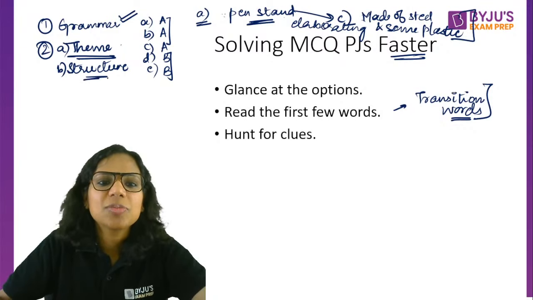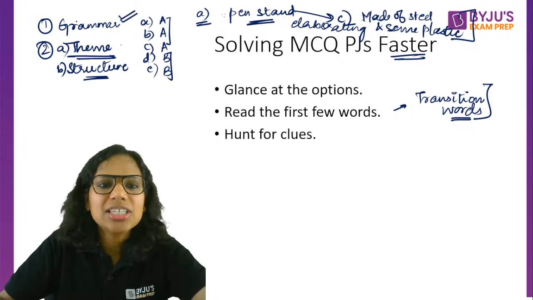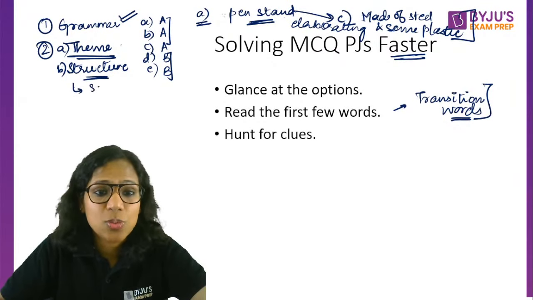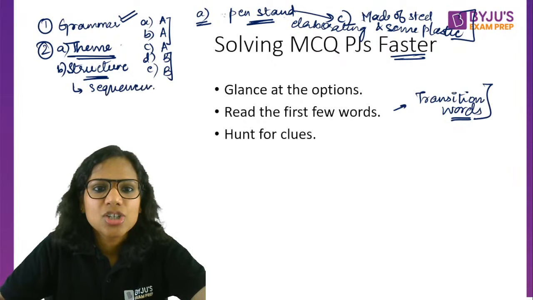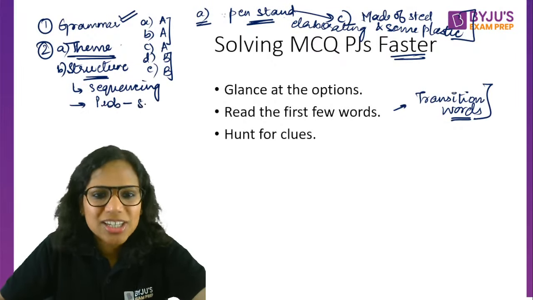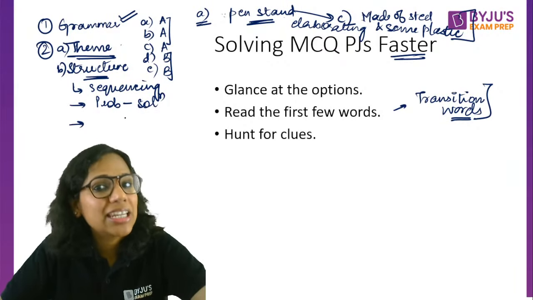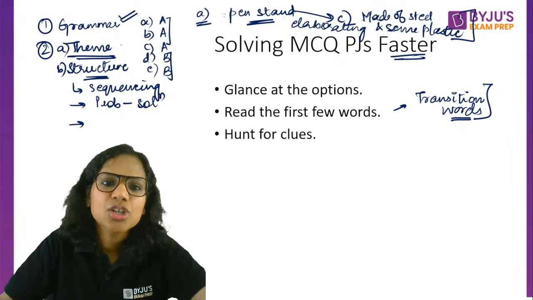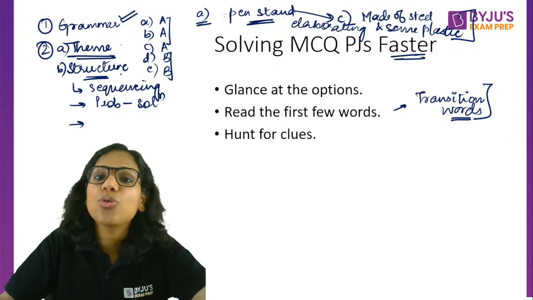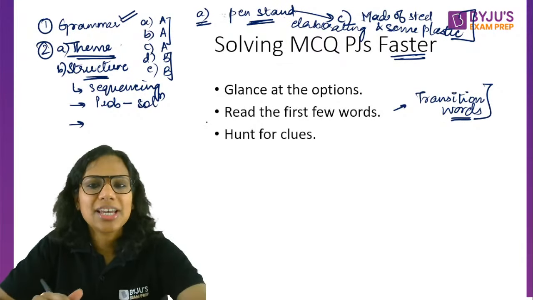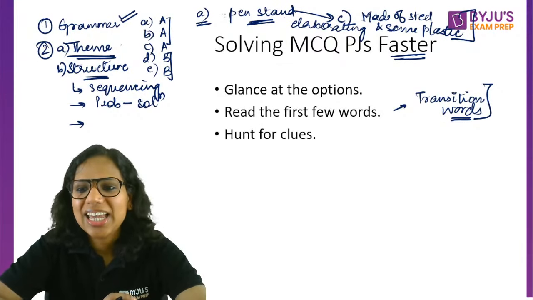And finally, structure-based clues, right? Structure is slightly related to your transition words also. Structure could talk about sequencing. It could be about, let's say, first introducing a problem, then giving its solution. Or it could be about first talking about a person, then comparing and contrasting him with another person. Such structure-based clues could also be present in your ParaJumble. So pay attention to all these types of clues, right?